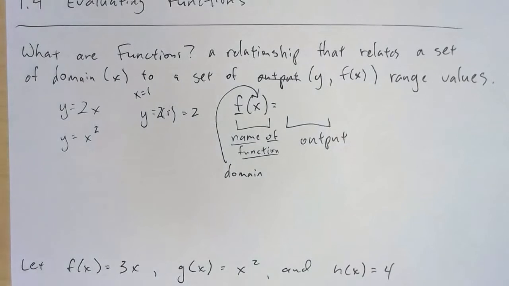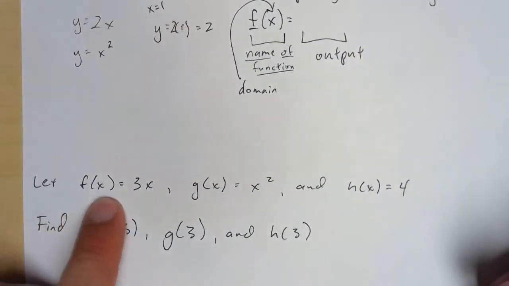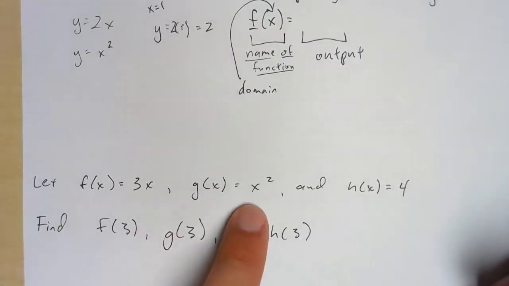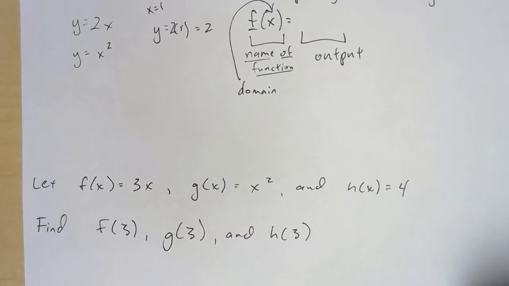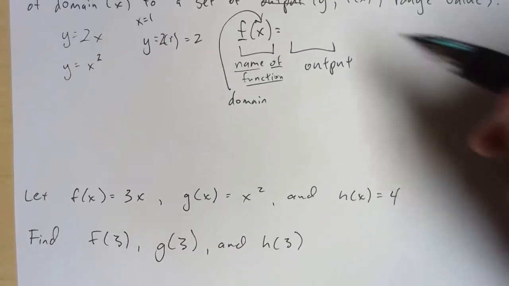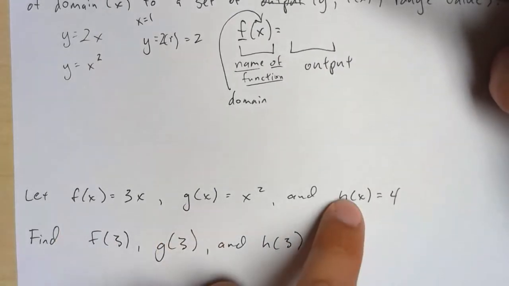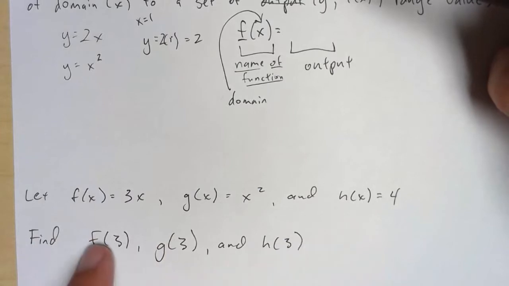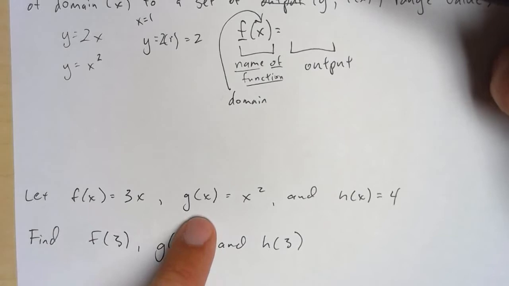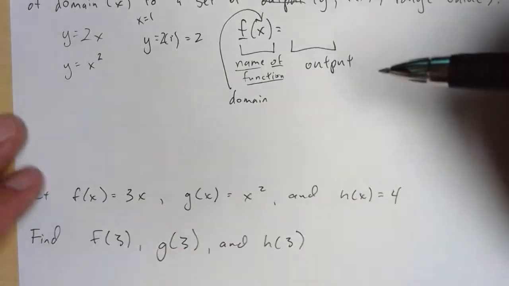So let's just do an example down here with these examples. I've got f of x is going to equal 3x, g of x is going to equal x squared, and h of x is going to equal 4. The reason that we have this f here for the name of the function is just to differentiate what function you're talking about. So in this one we're talking about f, and this one we're talking about g, and this one we're talking about h. So if I said find f of 3, you know which function to look at. g of 3, you're going to look at the g function, and h of 3, you're going to look at the h function.